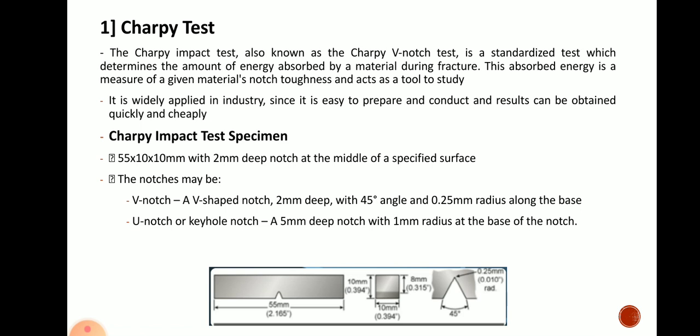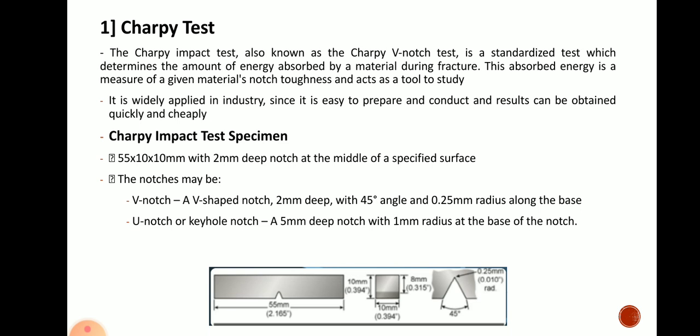So let us start. The Charpy impact test is also known as the Charpy V-notch test. A standardized test specimen is used, which determines the amount of energy absorbed by the material during fracture. Whatever amount of energy is absorbed during fracture is nothing but the toughness, which we can find out through this Charpy V-notch test. This absorbed energy is the measure of a given material's notch toughness. It is widely applied in industry since it is easy to prepare and conduct, and results can be obtained quickly and cheaply. This method is preferred in many industries.